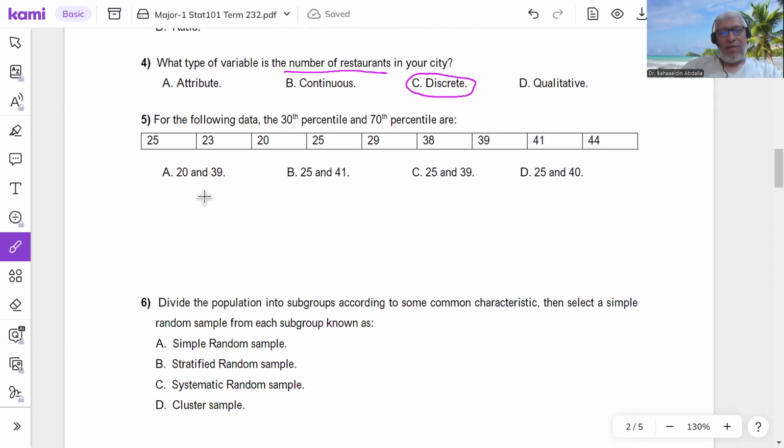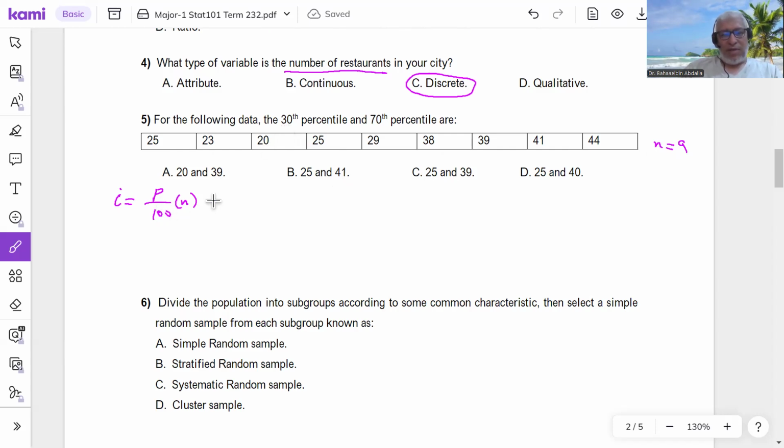For the following data, find the 30th percentile and 70th percentile. Well, to find the 70th percentile and the 30th and any percentile, we need first to find the index. And the definition of the index is P over 100 times N, where N is the number of data. How many data do we have? 2, 4, 6, 8, 9. So N is 9.